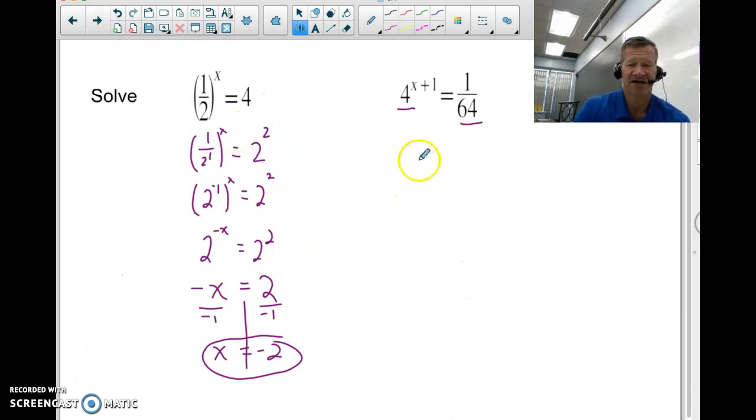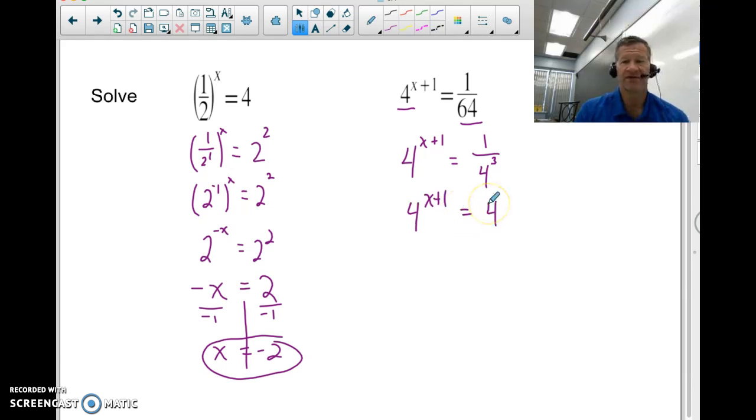So going back to this example, I've got 4 to the x plus 1 equals 1 over 64, which we said is the third power of 4. Now, this is still 1/4. I don't want 1/4, so again, I'm going to take the reciprocal of this, which will make the exponent negative. So 4 to the x plus 1 is equal to 4 to the negative third power. Now that the bases are the same, let's set the exponents equal. Let's solve this, get x by itself by subtracting 1, and we get x equals negative 4. Okay?